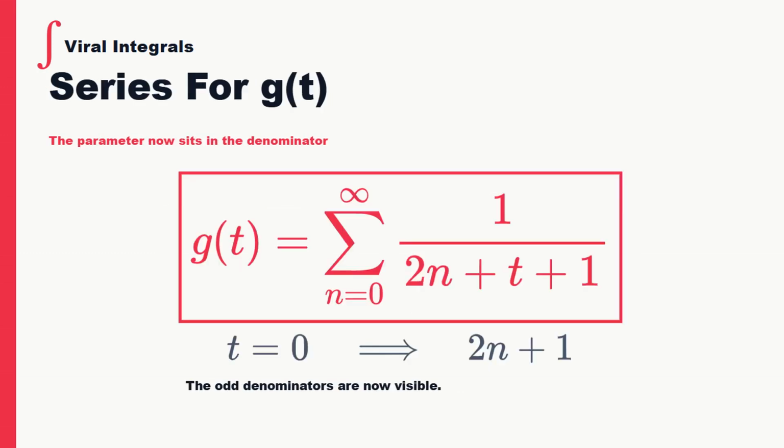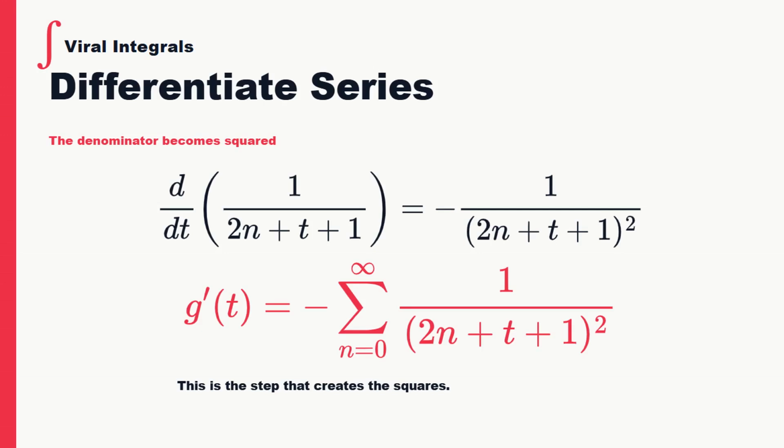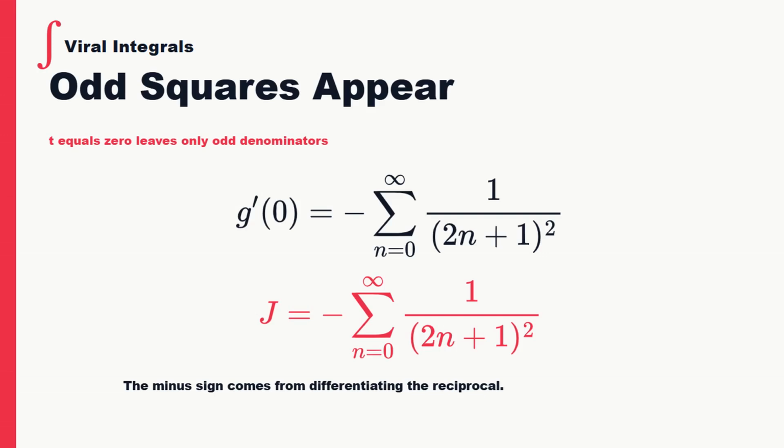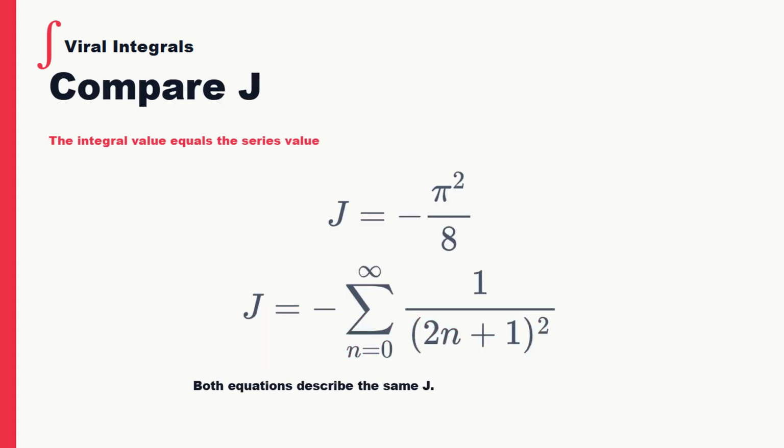Therefore, we can express g of t as a sum. Don't forget it was originally described as an integral. And we can take the derivative of that term by term to get g prime of t equal to that sum. And since we want g prime of 0, we just plug in 0. And we see now that j is also equal to that sum. And we already evaluated the exact value of j, therefore the sum has that value.